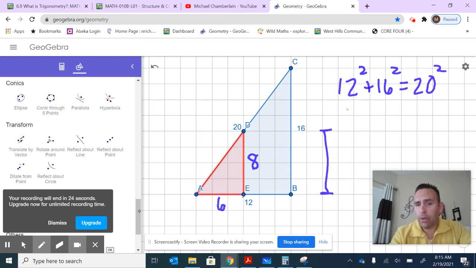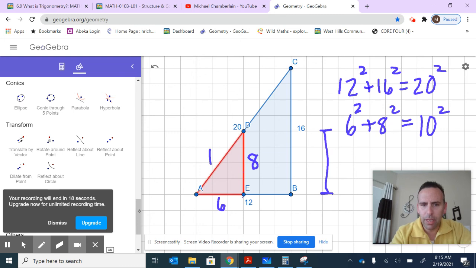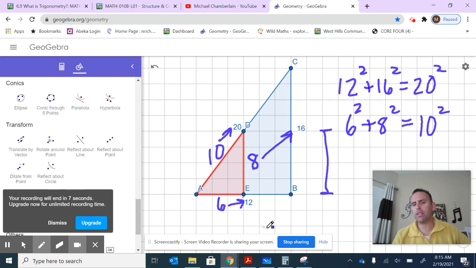If I use the Pythagorean theorem, here's what I would find out. The 6 squared plus 8 squared would actually be 10 squared. So this hypotenuse would be 10. And so what you might notice here is that when I do half, notice all of the sides are half. 8 is half of 16, 6 is half of 12, 10 is half of 20. We're going to exploit this in a future video.